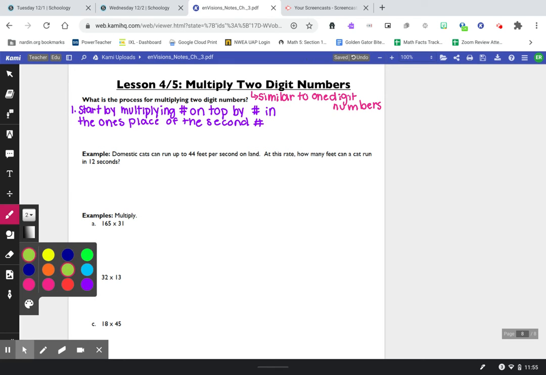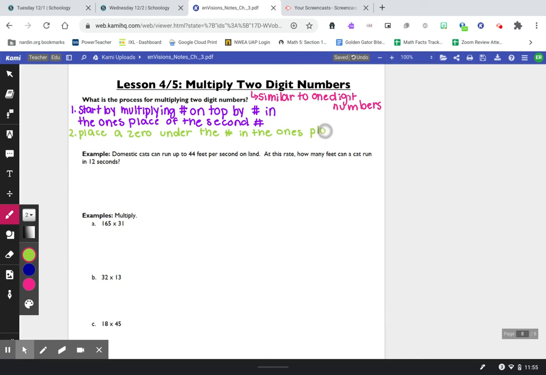The next step that we need to do is you're going to place a 0 under the number in the ones place of the first product. So what that means is you're going to multiply normally like you did with a one-digit number, but we're not done yet since there's a second number that's in our tens place. So we need to put a 0 underneath our answer, and it's going to go in the ones place.